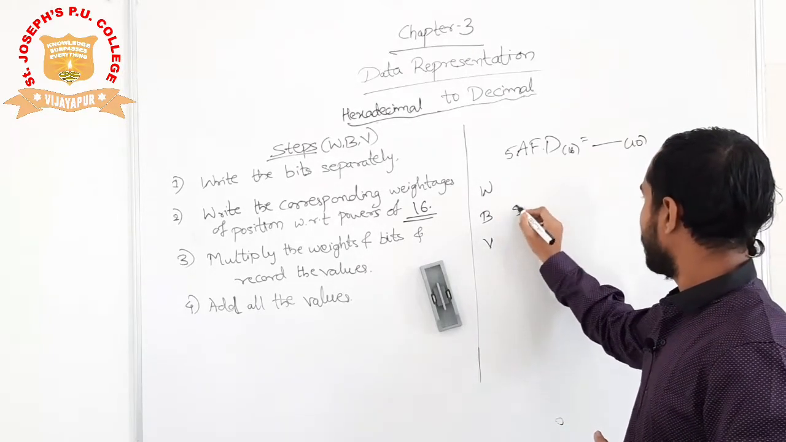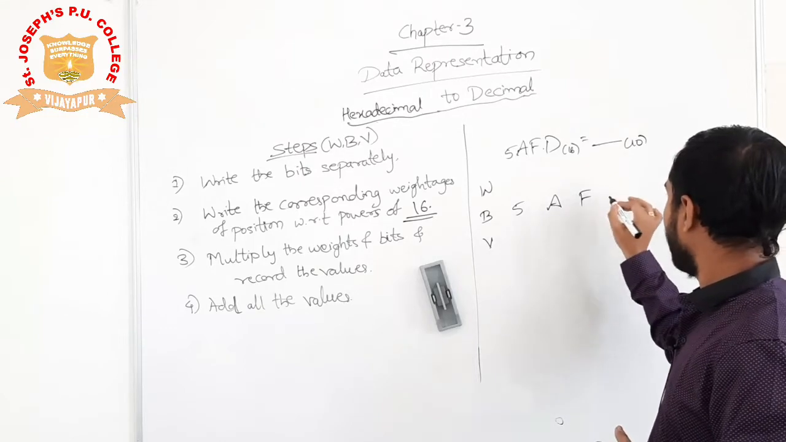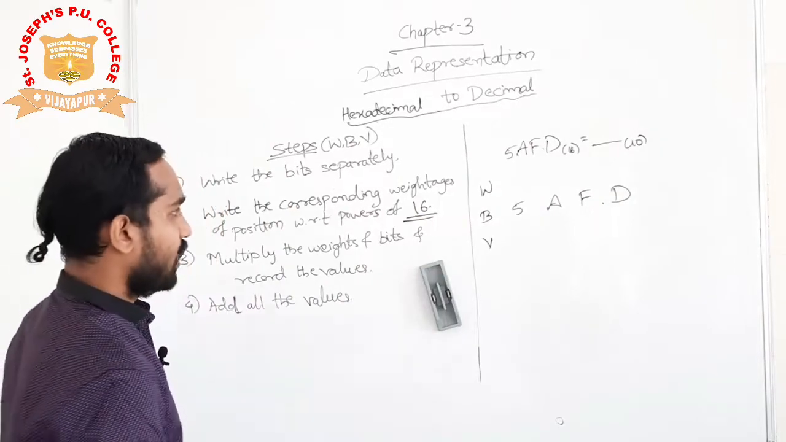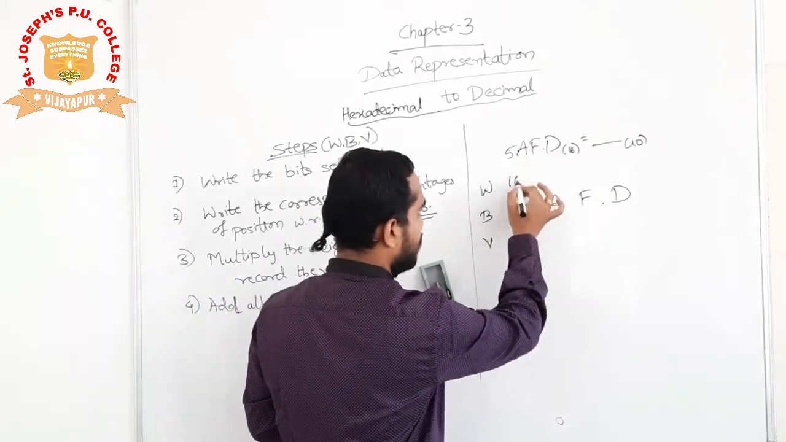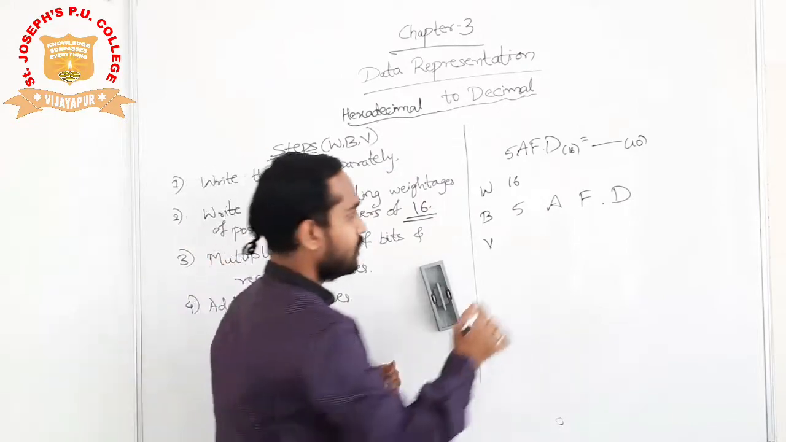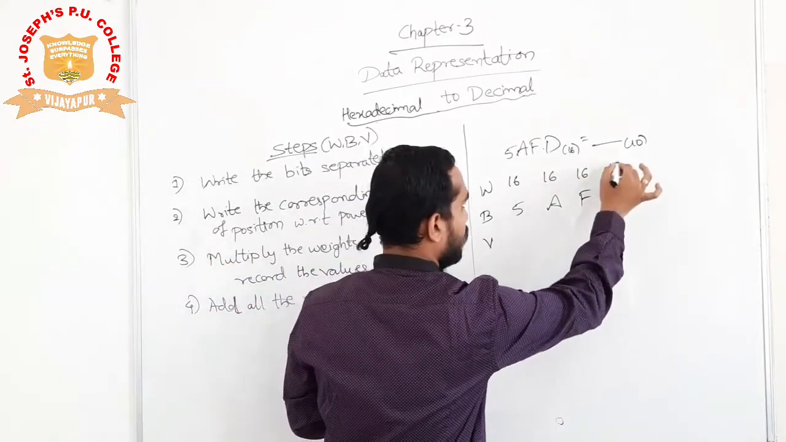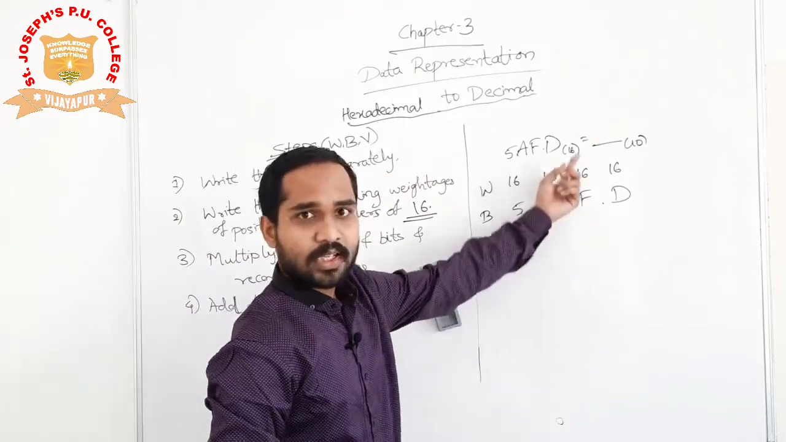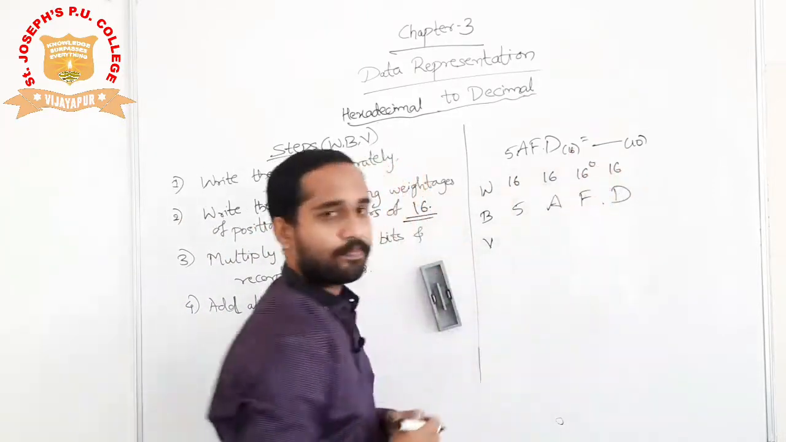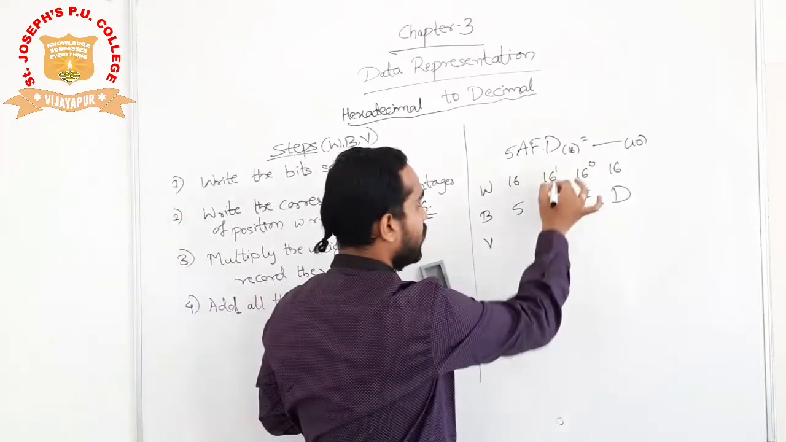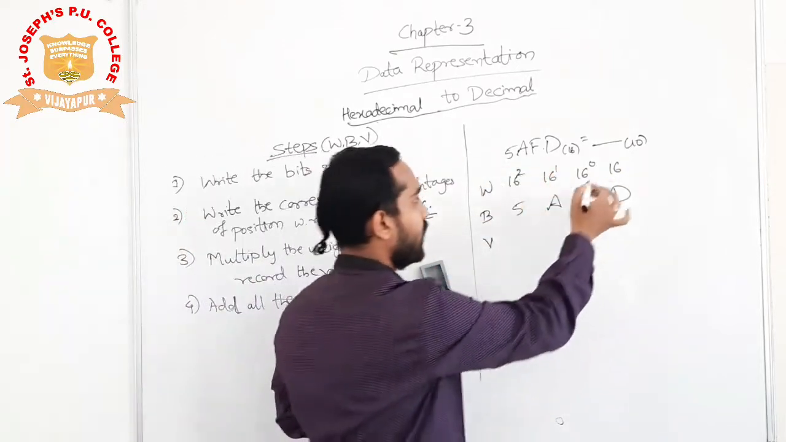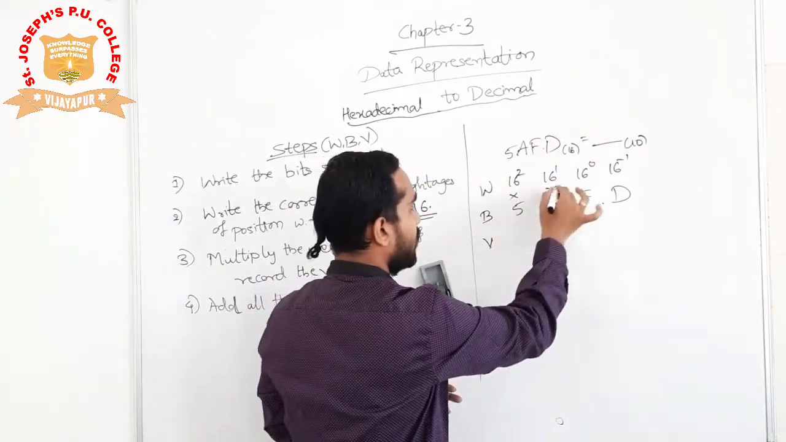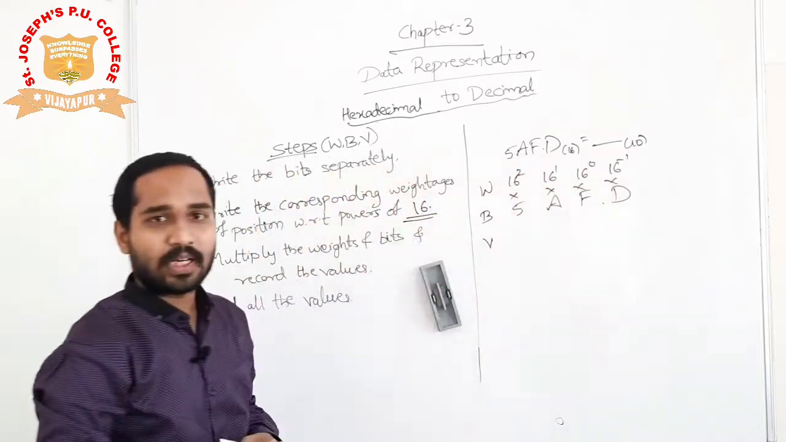First write the bits separately. 5AF point D, correct? Then 16 is the base, correct? Which is the units place? Just before the decimal point. This is the units place, so it will have the power of 0. As you move to the left, 1, 2. As you move to the right, -1. Am I right here? You have to multiply all this.